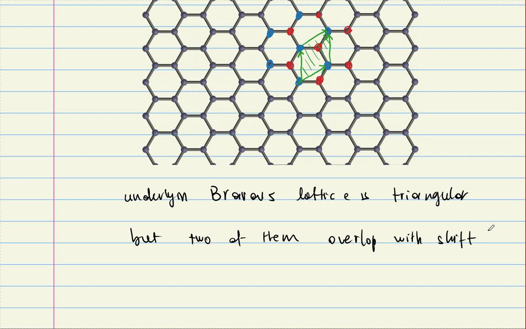And this is not specific to 2D. For example, in 3D, diamond also has this structure. Silicon also has this structure. I think gallium arsenide also has this structure, but each basis site is occupied with gallium or arsenic in the case of gallium arsenide.